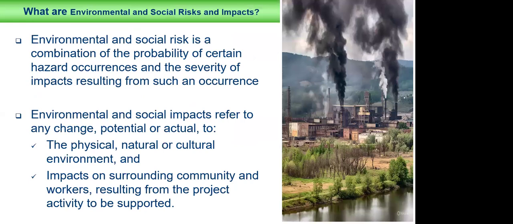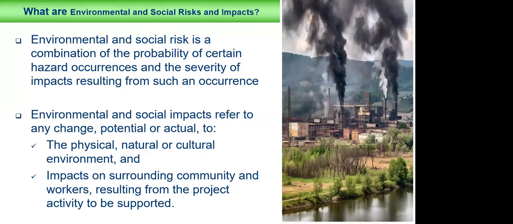By way of definition, first of all, I have to understand what environmental and social risks and impacts are. Environmental and social risk is actually a combination of the certainty or uncertainty, that's the probability of certain hazard occurrences, and then the severity of the impacts that result from this occurrence. So it's a combination of the probability of occurrence of hazards, and how severe these hazards are when the occurrences happen.